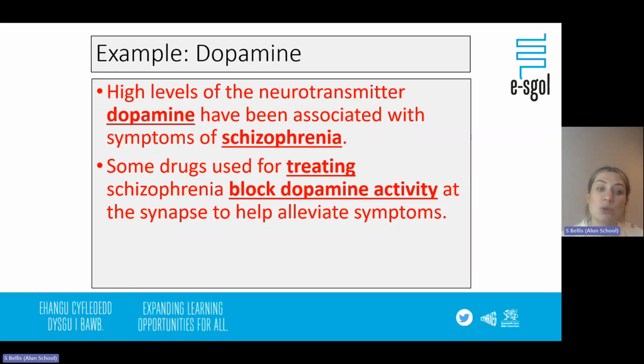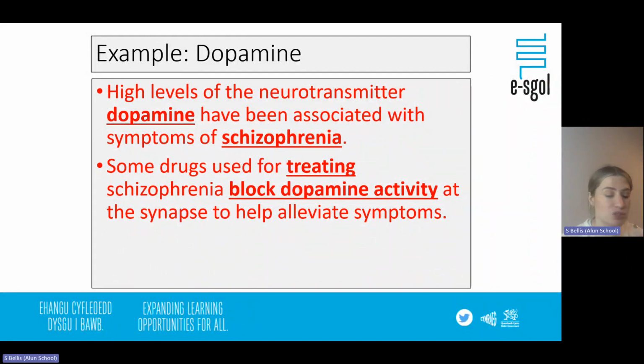And it's caused by having too much dopamine in your brain. So your brain is producing too much dopamine. Again, it can be natural. Again, it can be caused by something that is outside of your control. It could also be a genetic thing. Now, drugs used for treating schizophrenia block dopamine activity.